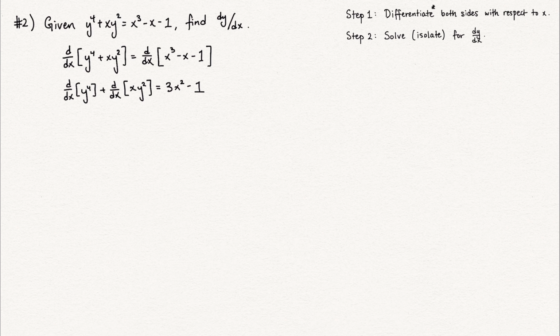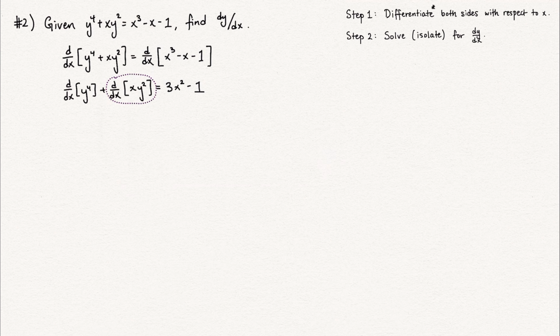Okay, so before we work out the two derivatives on the left-hand side, let's first pause and just think about how we're going to approach both of these. The first one, the derivative of y to the fourth, is going to be pretty straightforward, right? It's reminiscent of what we saw earlier, where we basically just differentiate as if it's a derivative for y, and then we multiply by dy by dx.